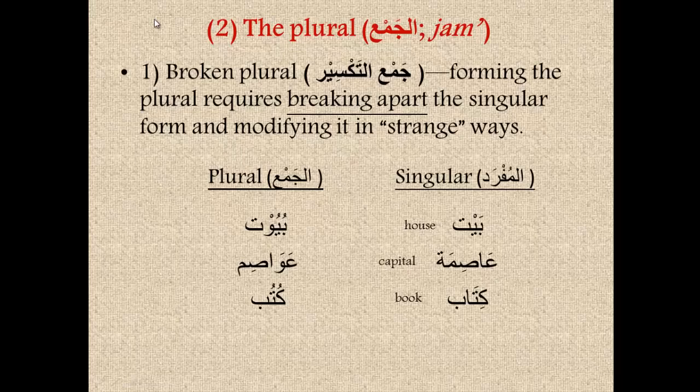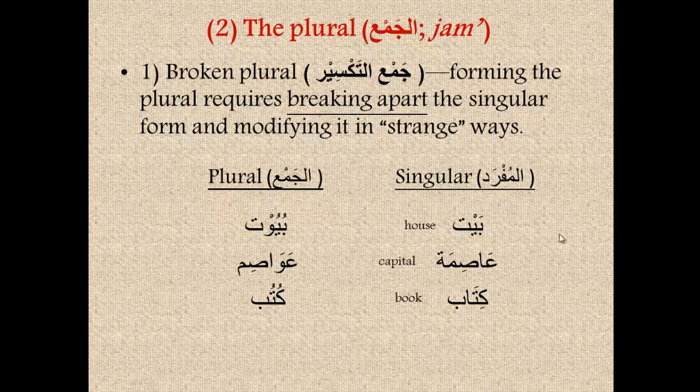So let's begin with the first type of plural, which is the broken plural, jam' taksir. Forming this plural requires breaking apart the singular form, dismantling the singular, and then adding in and changing things. So modifying it in very strange, so-called strange ways. Strange in my opinion, at least.